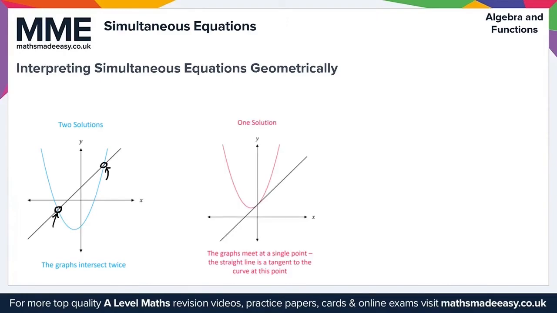If we have one solution, that means the graphs meet at a single point. And what that would also tell you is the straight line is a tangent to the curve at this point. Okay, so if they meet at this point here, what that means is that the straight line is a tangent to the curve at this point here. Let's say x, y. Okay, so that's what we'd be able to deduce there. And finally, if we have no solutions, what that tells us is that the graphs do not intersect. Clearly, if they don't intersect, then we wouldn't obtain a solution there for the two curves or equations in that case.